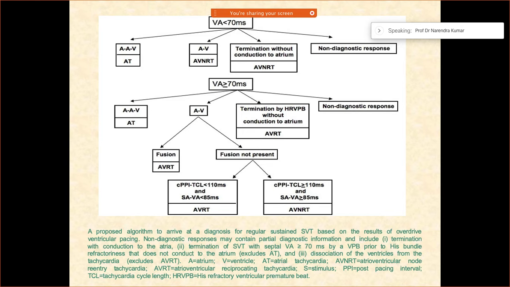So about the accessory pathways, how are we going to differentiate whether it is AVNRT or AVRT? First of all, if the VA interval is less than 70 milliseconds, this is a very important and very nice algorithm, and if the tachycardia terminates without conducting to the atrium, then definitely it is AVNRT, don't worry about that.